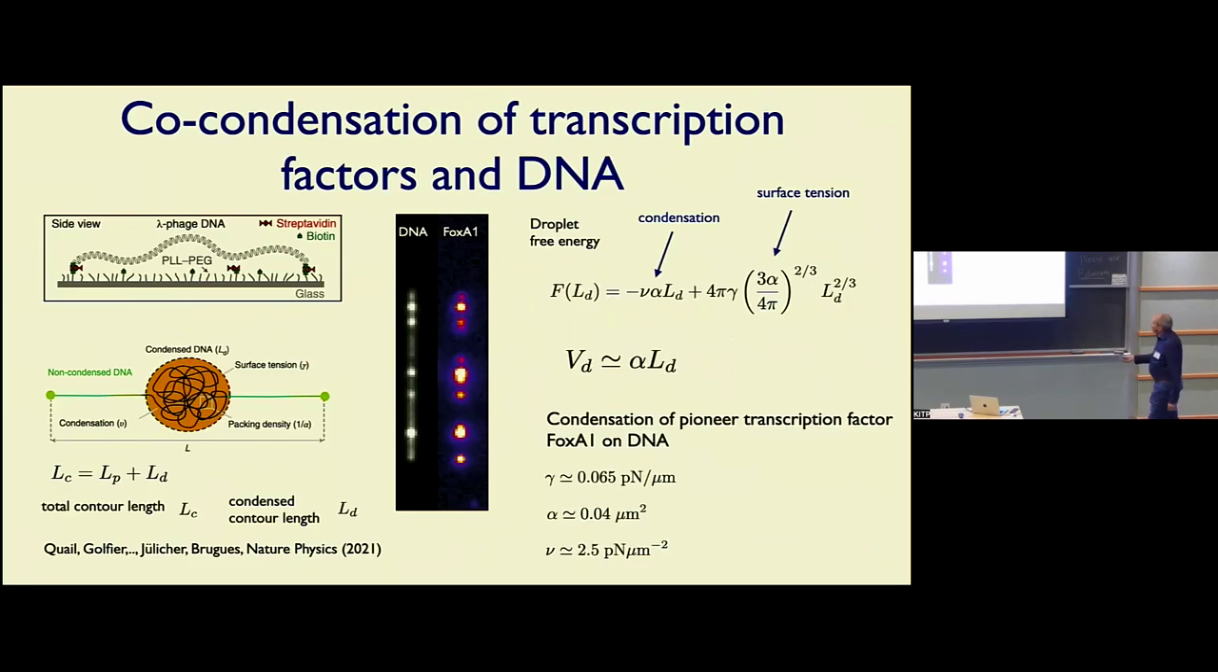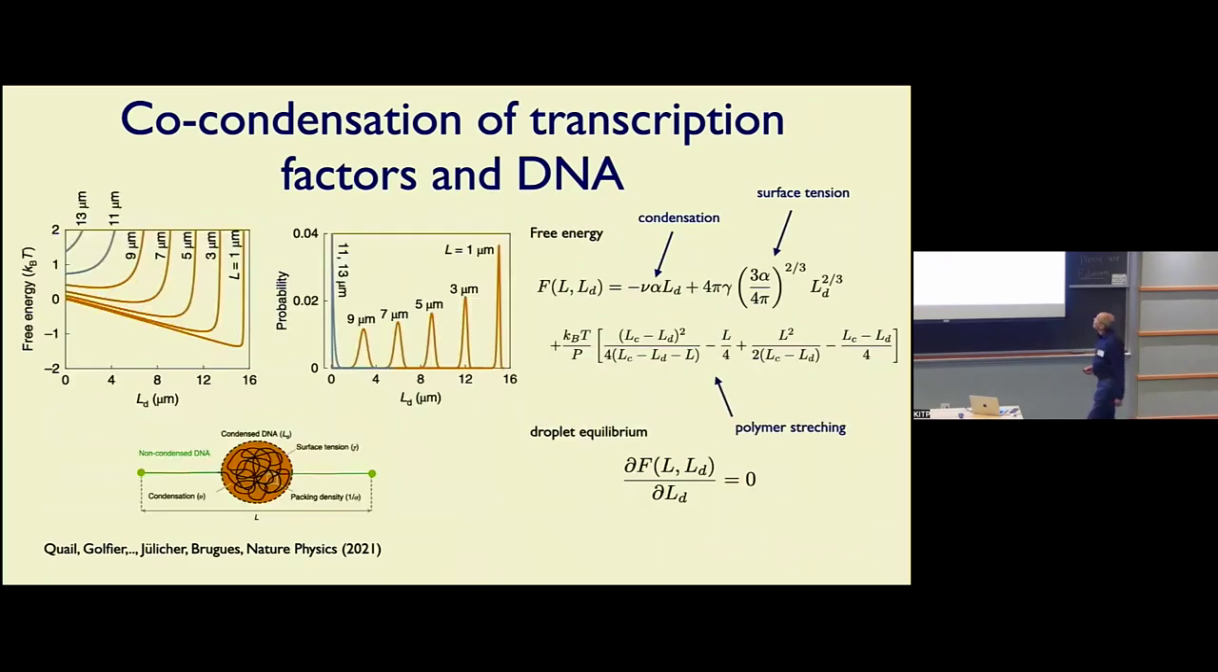So one can use this assay to measure now these parameters for these different proteins. And just to give you an impression of how the system behaves, if one changes the end-to-end length, if it's short, then we get a large condensate. If we have a longer DNA length, then we pull on the condensate and make it shorter.